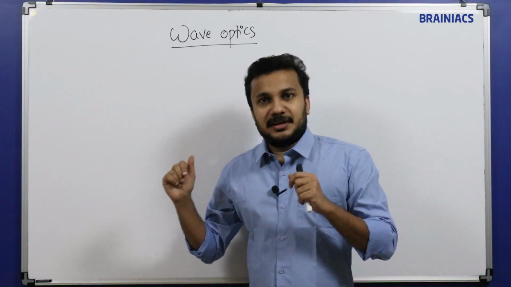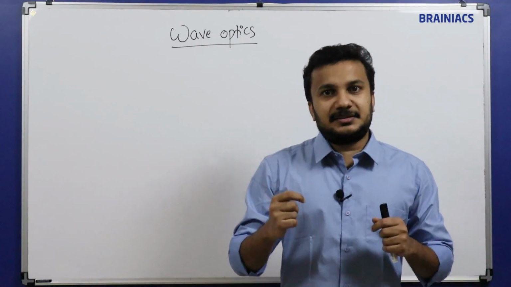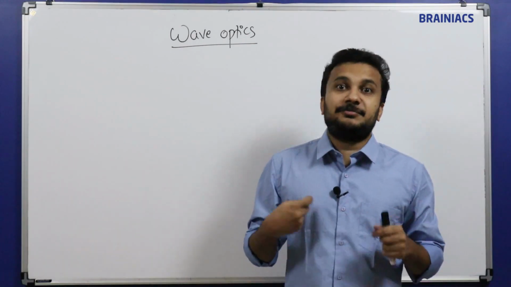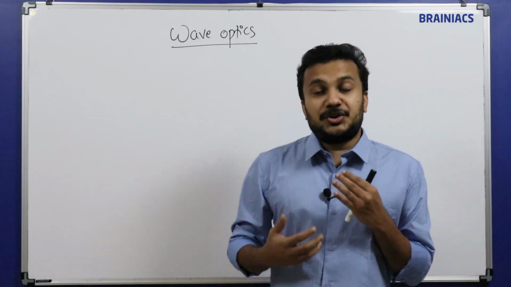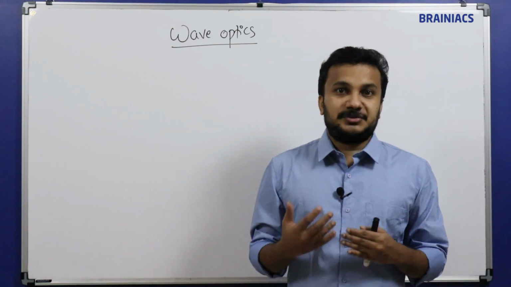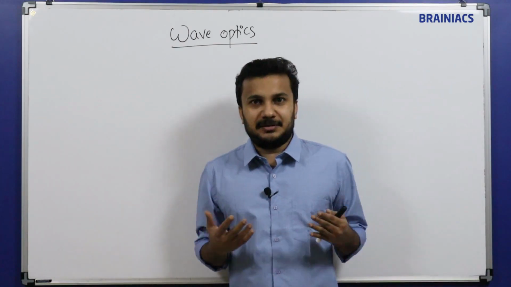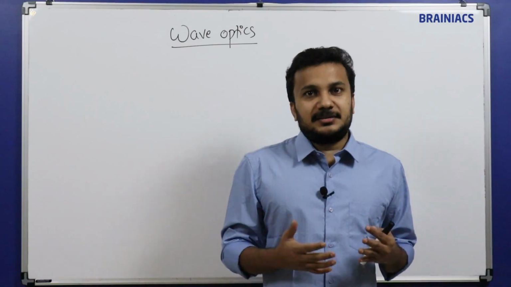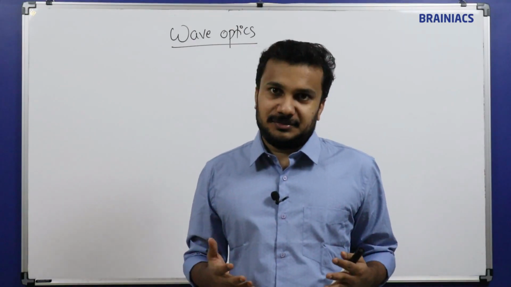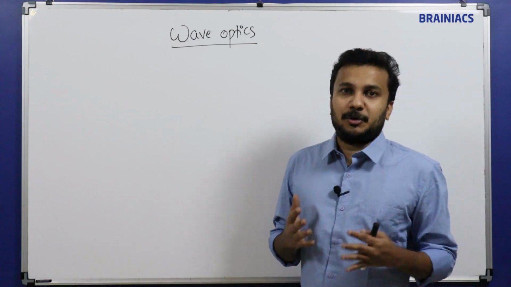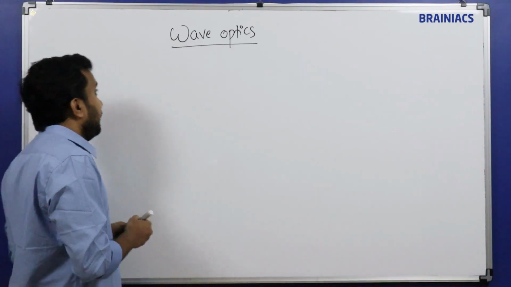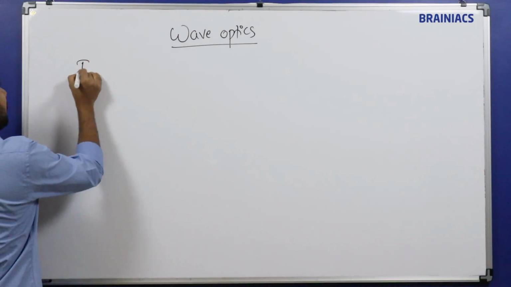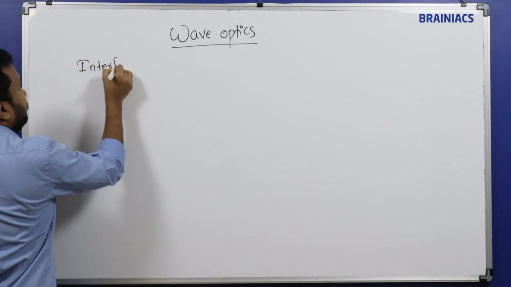So today's topic is again wave optics, which means optics, the light which will show wave phenomena. Light obeys the equation of waves, which means the equation contains sine and cosine terms, giving the property of a wave. So let's start with the first topic, which is called interference. Please write down the heading called interference.